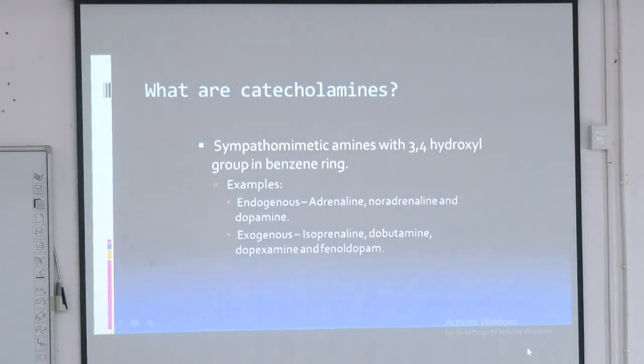Now coming to the drugs. You have heard the term catecholamine. What do you mean by catecholamine? You have set for the oral examination. First question you are asked, what do you mean by catecholamine? Yes, 3,4 hydroxyl groups in a benzene ring, that is known as a catecholamine. There might be two types, endogenous and exogenous. Endogenous are epinephrine, norepinephrine, and dopamine, while exogenous examples are isoprenaline, dobutamine, dopexamine, and fenoldopam. So these are some examples of catecholamines.